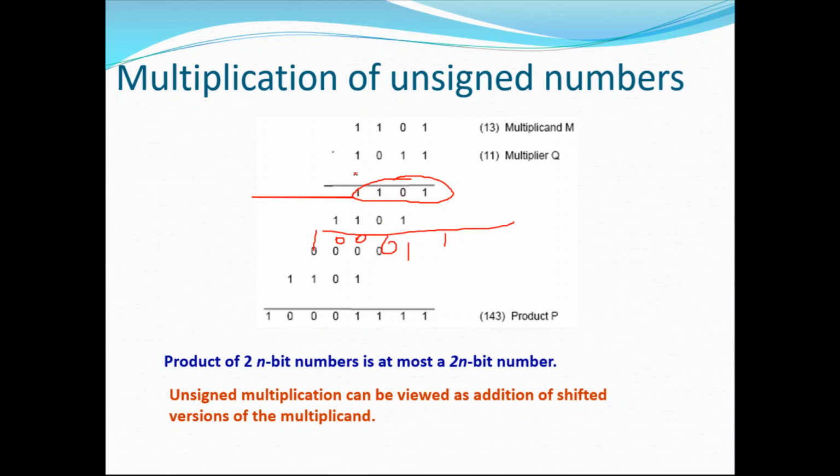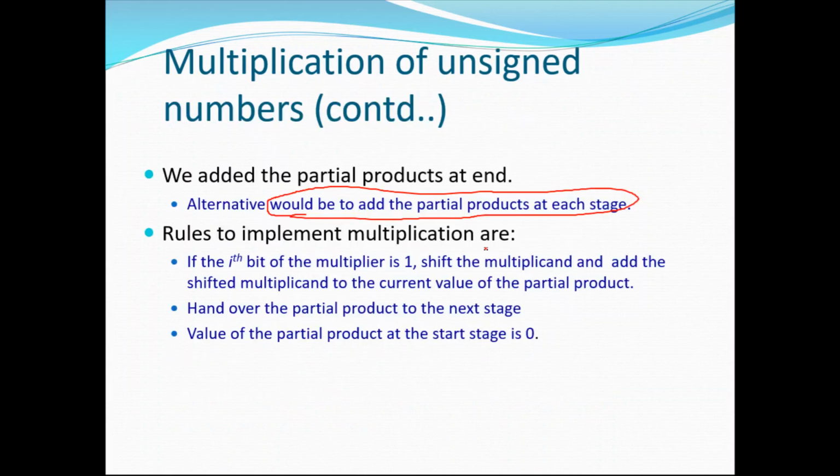Initially we can assume the partial sum as all zeros. Then at this stage the partial sum will be 0 plus 1 is 1, 0 plus 0 is 0, 0 plus 1 is 1, 0 plus 1 is 1. Like that every time we can add to the partial sum. Along with this we should also consider that, instead of adding the partial products at the end, the alternative would be to add the partial products at each stage.